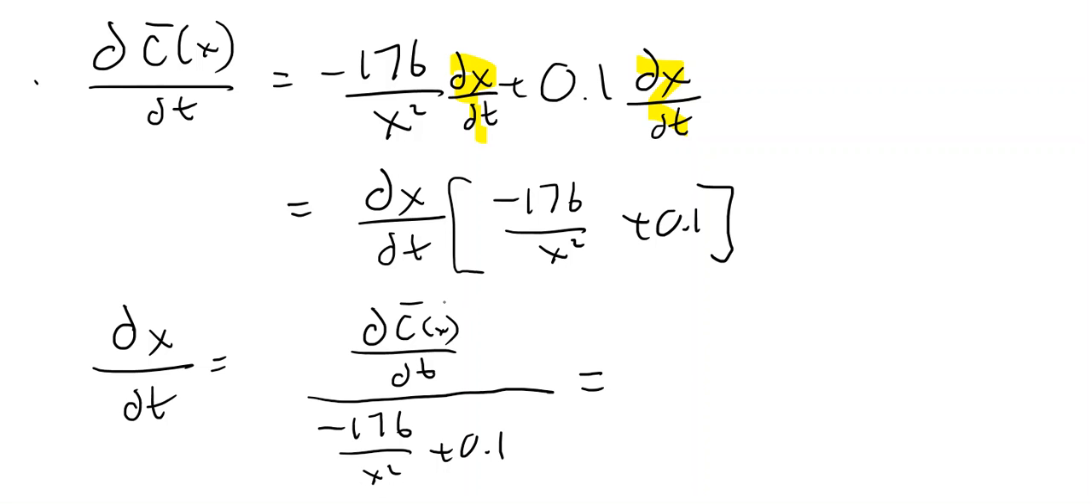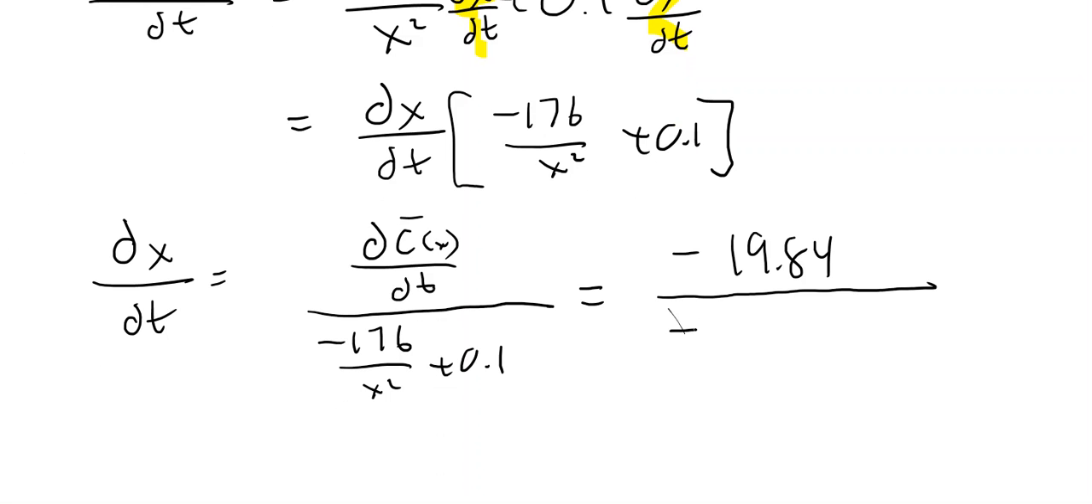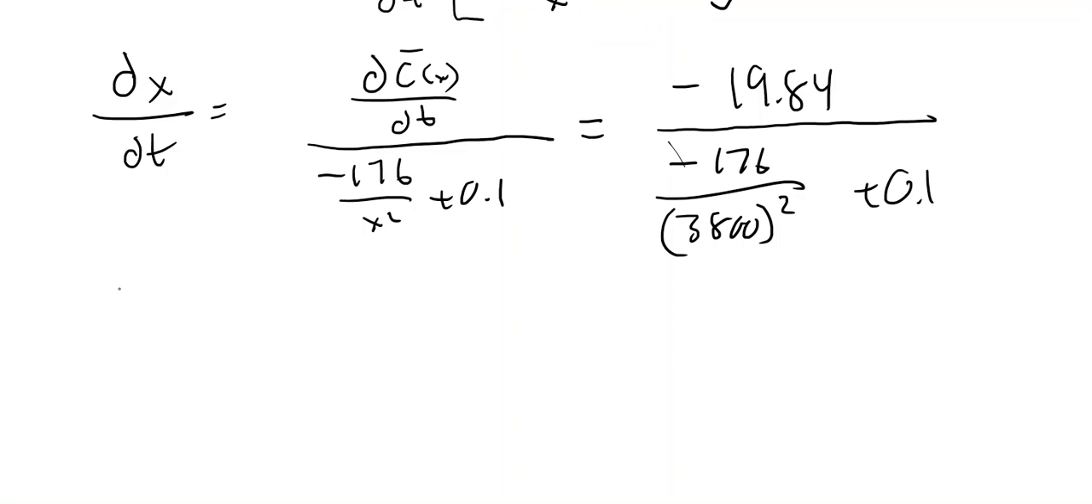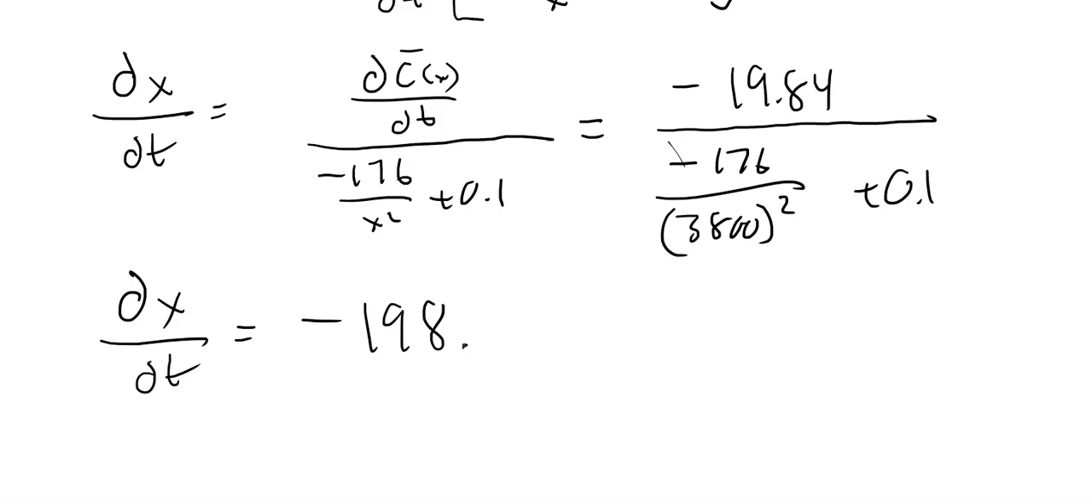Now we know what the numerator is. That has to be a negative 19.84. That was the rate that we were given. And then we're dividing this by a negative 176 over 3,800 squared plus 0.1. That was my value of x. Plugging that into your calculator in Desmos, we would get dx/dt is equal to negative 198.42. So that is what we're looking for.